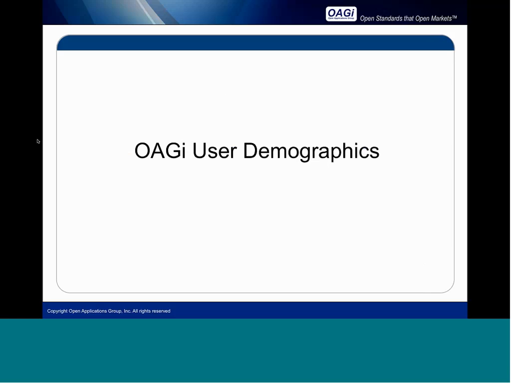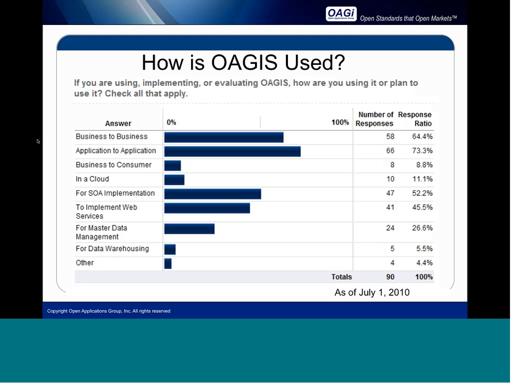So let's talk about OAGIS user demographics. One of the questions we have is, how is OAGIS used? You may recall from one of the initial slides that OAGIS is used in B2B, A2A, and system scenarios. And so we conducted a survey recently and confirmed those things. And as you can see, 64% of the respondents indicated they use OAGIS for B2B, and 73% indicated they use it for A2A.